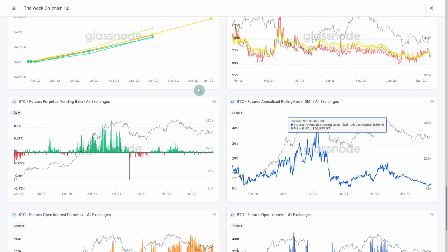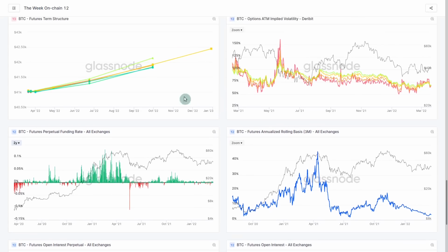Now, if we then jump across to our perpetual funding rate and our annualized rolling basis on a three-month term. Now, these are a bit complex. Let me explore what these mean. So we have two types of futures in the Bitcoin space. We have what we call expiring futures, which means it will expire on the 30th of September, and the price will close into that particular level.